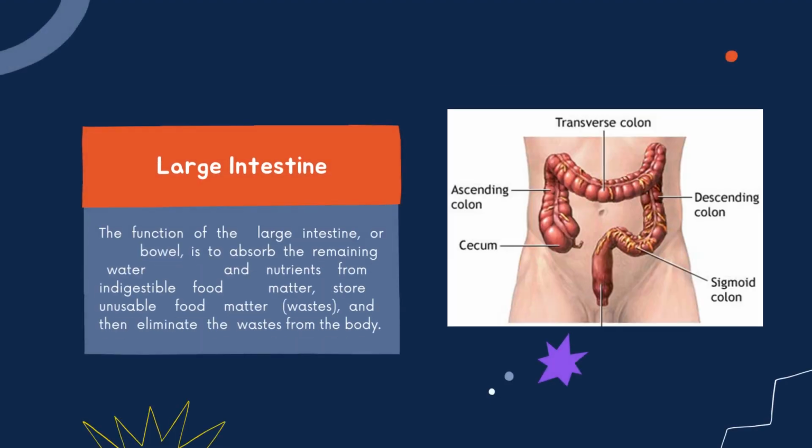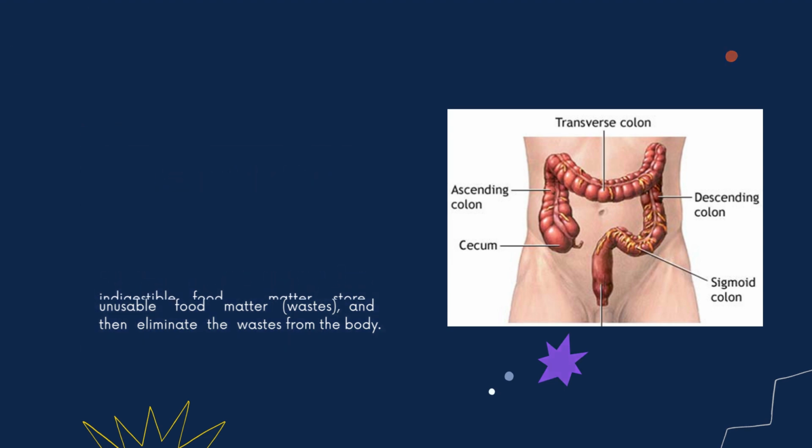Now we have the large intestine, where its function is to absorb the remaining water and nutrients from indigestible food matter, store unusable food matter, and eliminate the waste from the body. The large intestine is only about 4 to 5 feet in length and 2.5 inches in diameter.